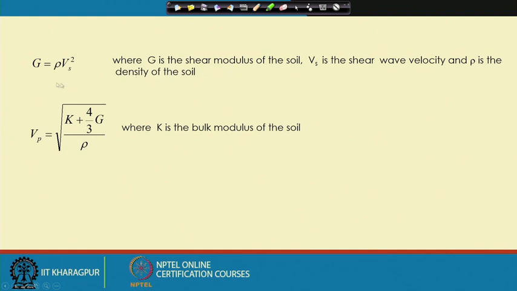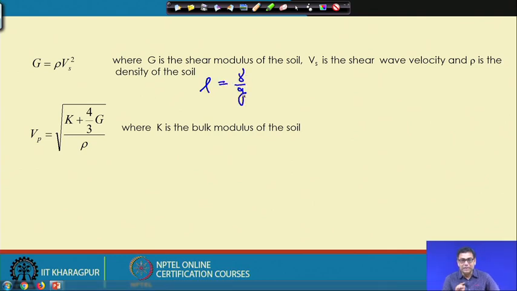Here G is the shear modulus, and rho is the density of the soil. Remember that density, rho, is equal to unit weight divided by g. So, if I know rho or the unit weight, and g we can take as 10 meter per second square, that we can use for g, and this is the velocity V s that you are getting.